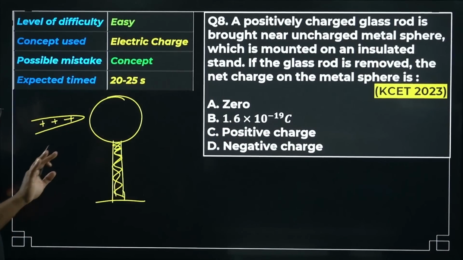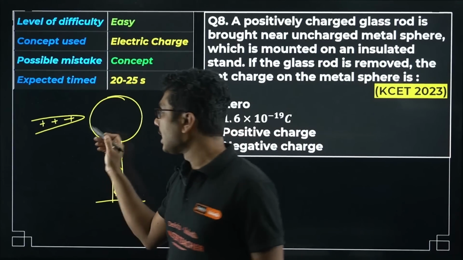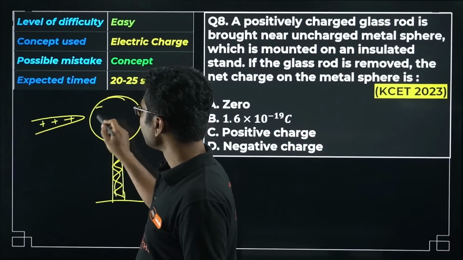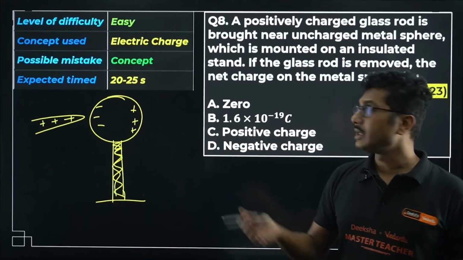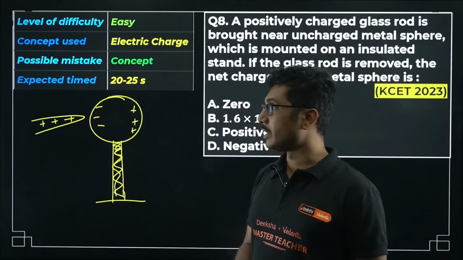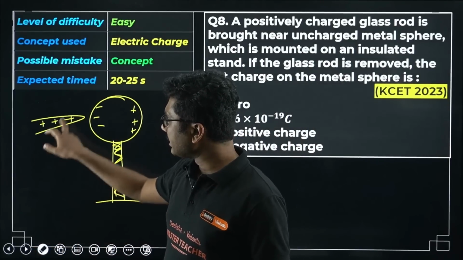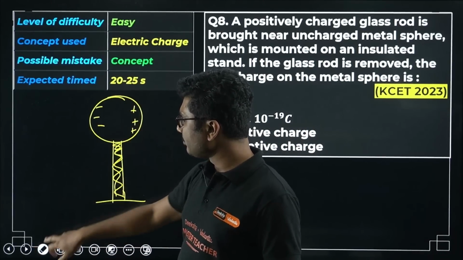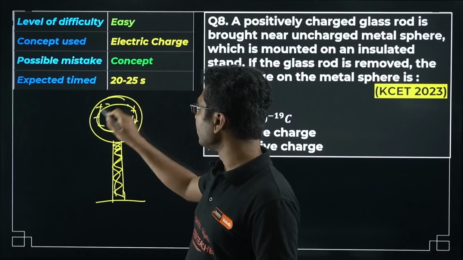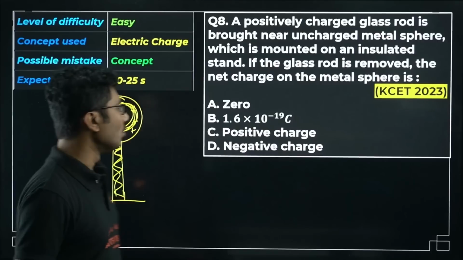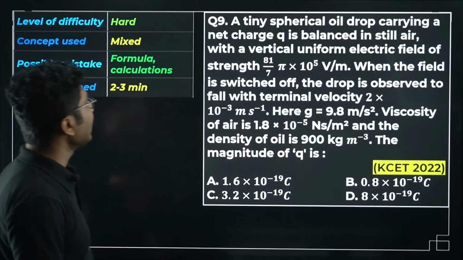It was never touched. Remember, in the question it is not mentioned that they are touched with each other. So initially when this positive charge is brought, there will be some charging by induction, if you remember from your lower class. But the total number of positive and negative charges will remain the same. Once you remove the positively charged glass rod, these positive and negative charges will recombine with each other, and the net charge will be zero. So net charge will be zero.